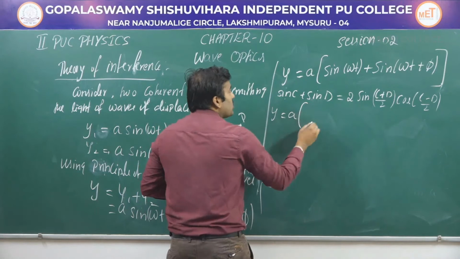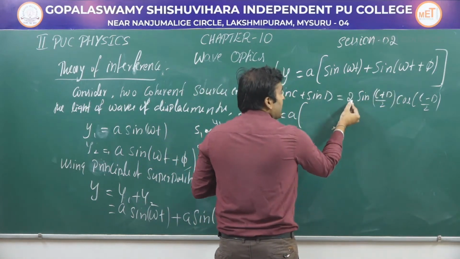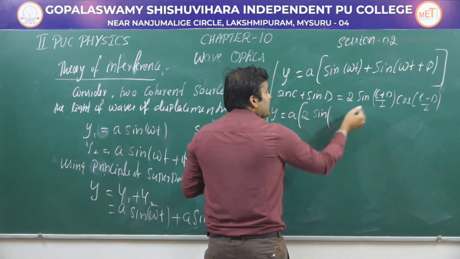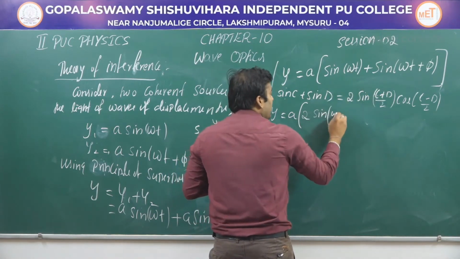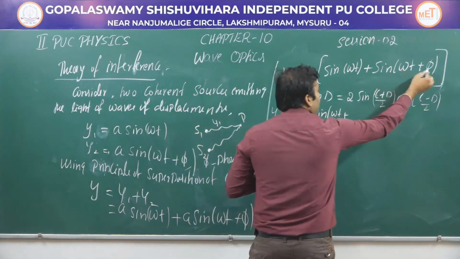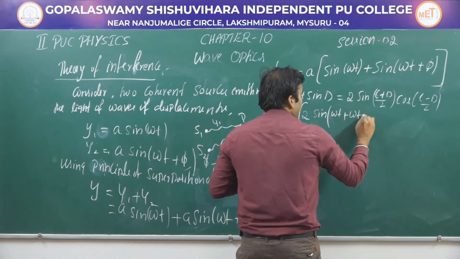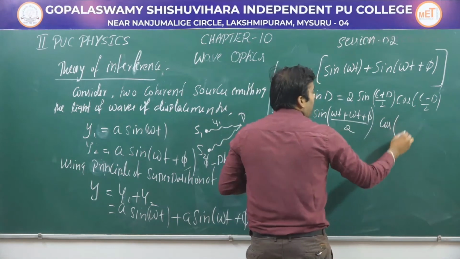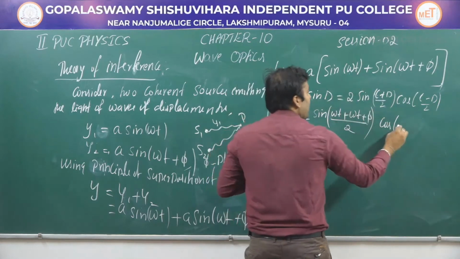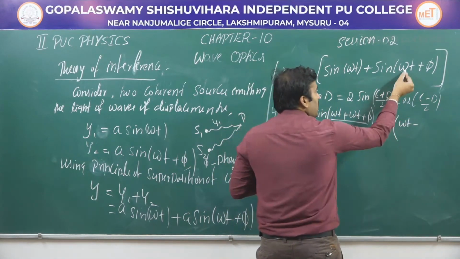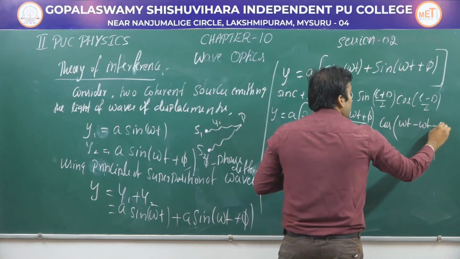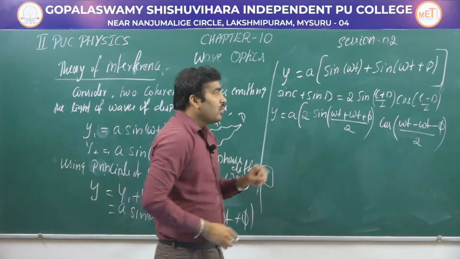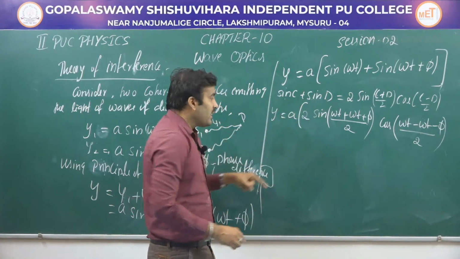So let us write this. Y is equal to a into sine c plus sine d. It is 2 into sine of (c plus d) by 2, where c is omega t and d is omega t plus phi, so omega t plus omega t plus phi, whole divided by 2, into cos of (c minus d) by 2. C is again omega t minus d, which is omega t plus phi, correct? Whole divided by 2.